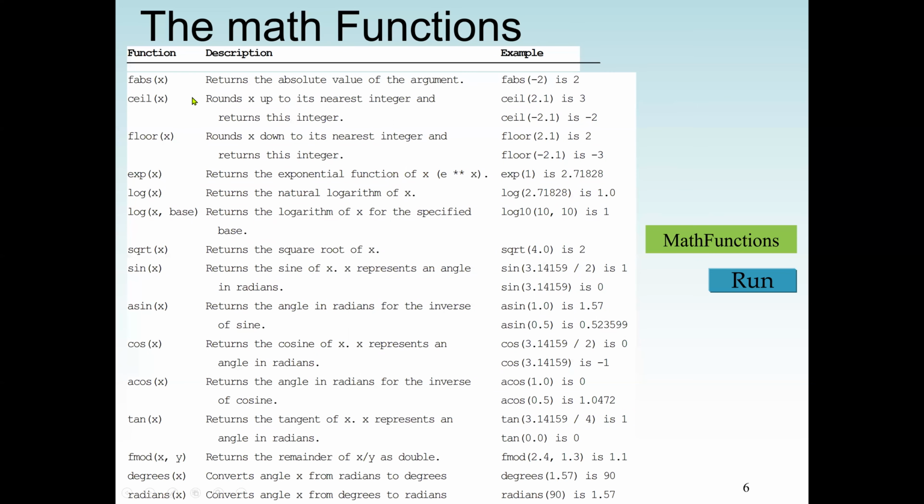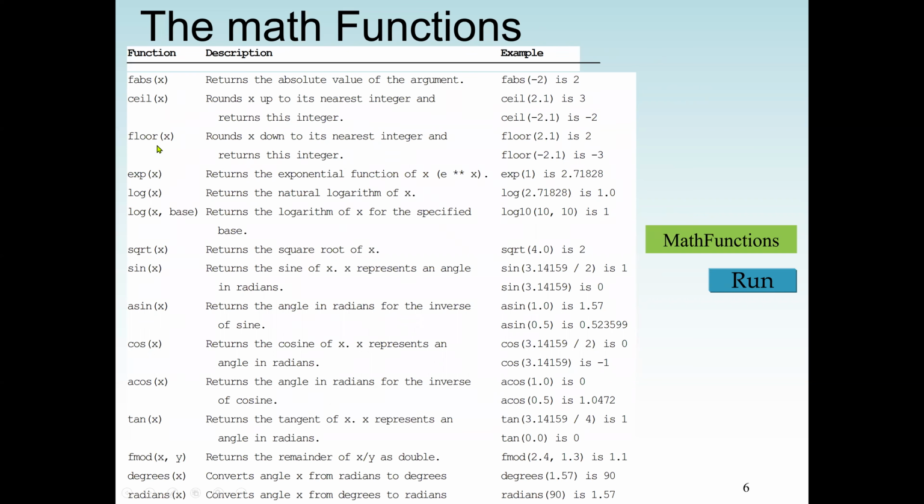So these are some of the functions again. We have fabs(x). fabs(x) also returns the absolute value of the argument. Then we have ceil(x). This will round x up to the nearest integer and return that integer. So for example, if I have ceil(2.1), it will return 3. ceil(-2.1), it will return -2.